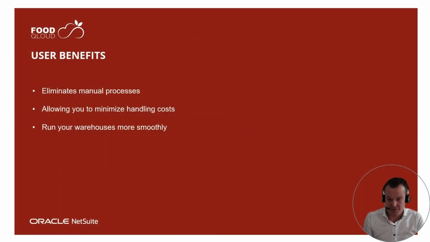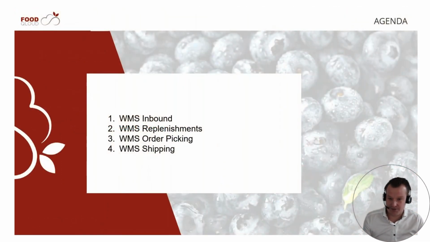The user benefits of WMS: it eliminates manual processes, allowing you to minimize handling costs, but also run your warehouses more smoothly. Subjects of today. First, we start with the WMS inbound. Then we go to the replenishment, because you need to replenish some from bulk bins to the pick bins. Then my colleague Tawana will give you a small insight for order picking and the shipping of WMS.